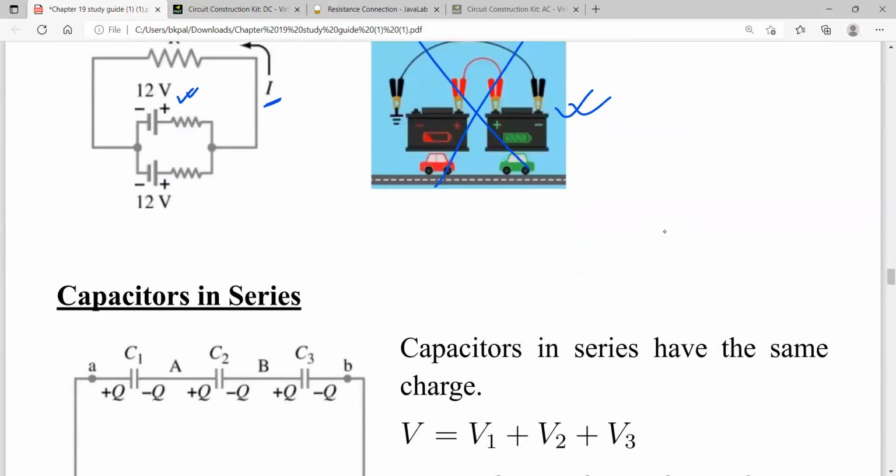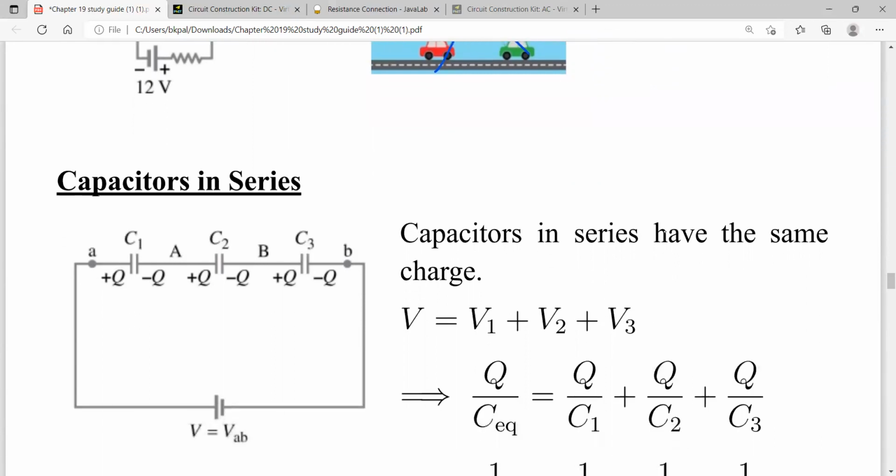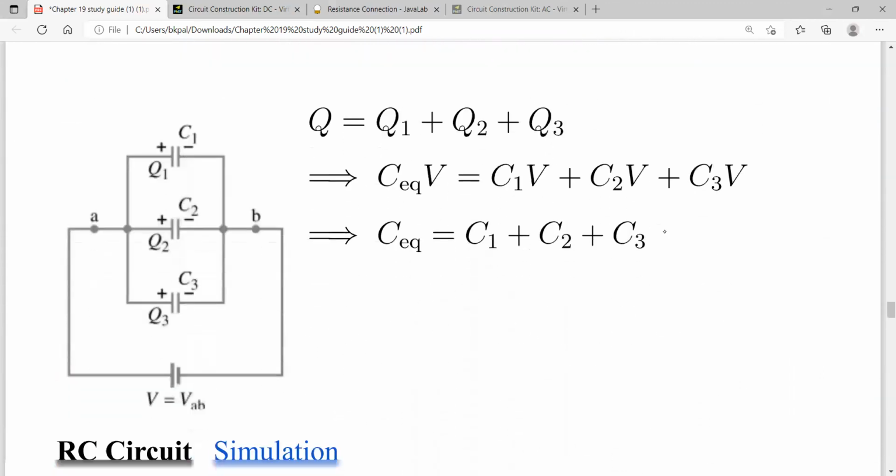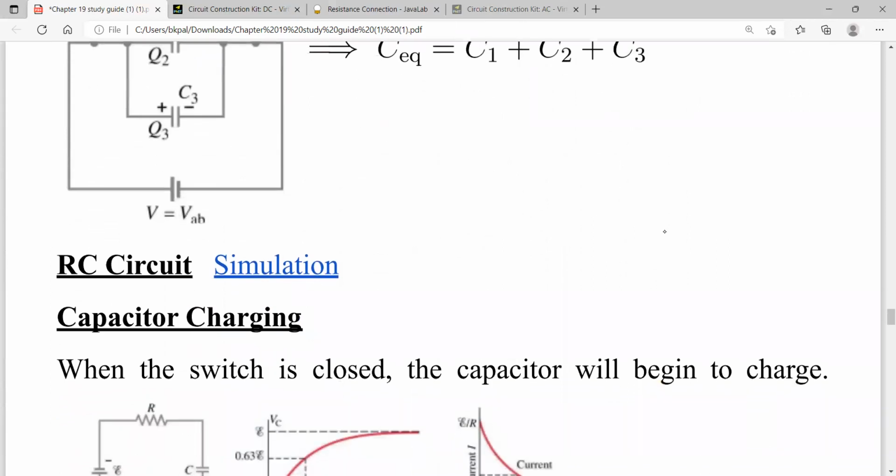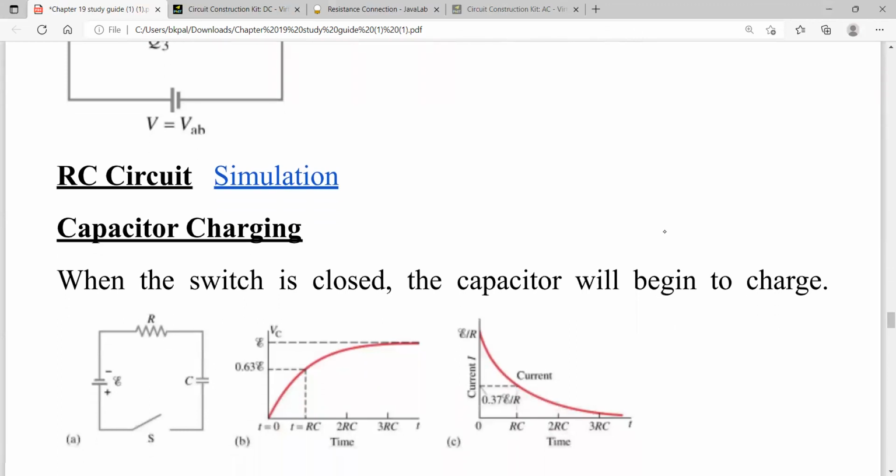All right, so I'm going to stop here. In the next class, I'm going to talk about capacitors in series, similar to the resistors in series, and then capacitors in parallel. And then how about when a circuit includes both resistors and capacitors? I will talk about that in the next lecture.